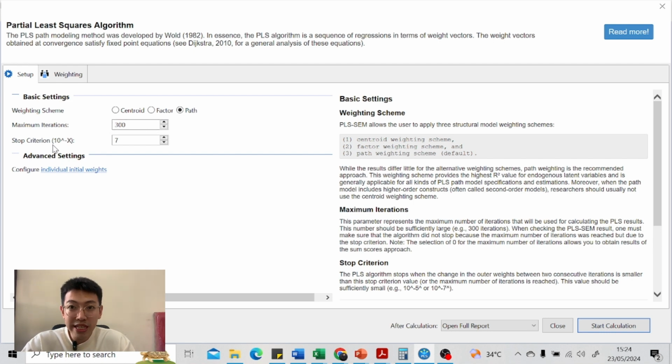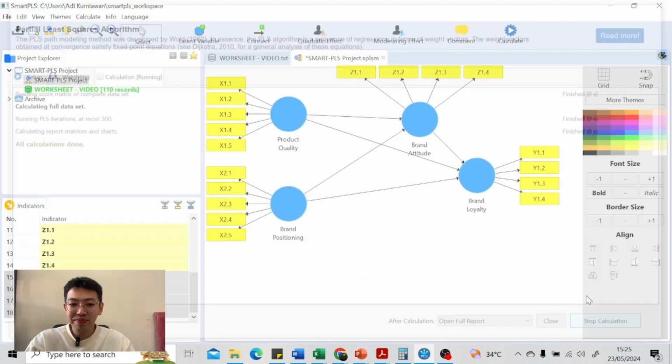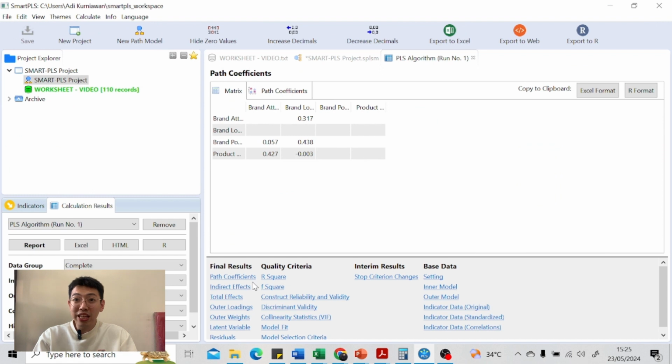The stop criterion is 10 to the power of minus x. The default here is 7. You can fill it with 5 or 7. This is the criterion to stop the PLS algorithm analysis. Then start calculation. Alright, if you see here, there are path coefficient, indirect effect, total effect, outer loading, outer weight, latent variable, residual, R-square, F-square, and other things.